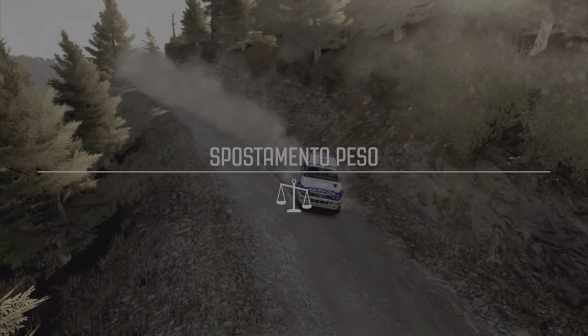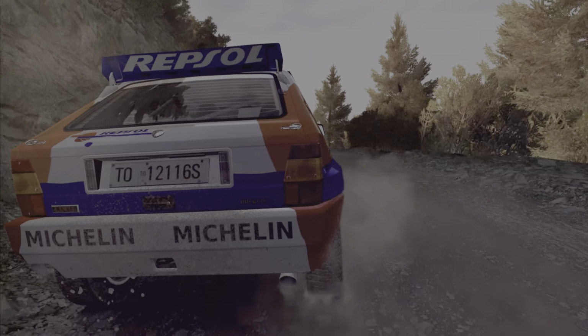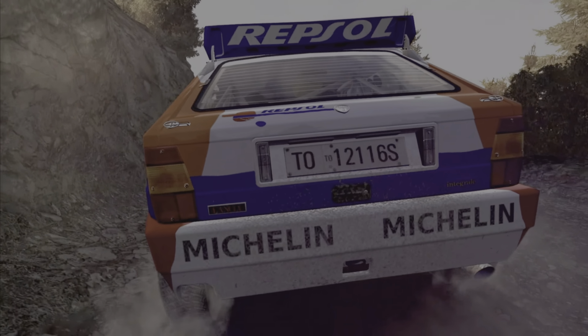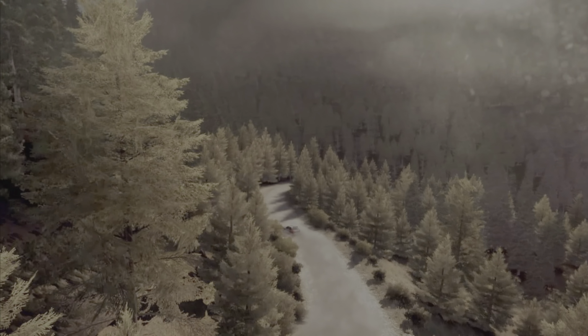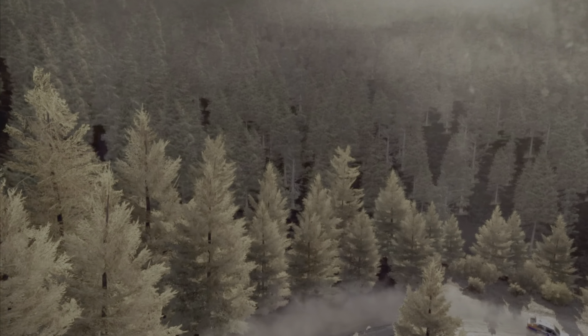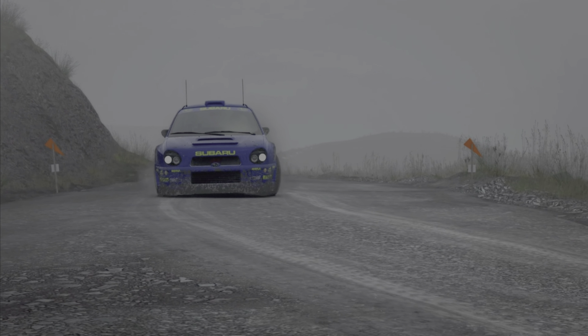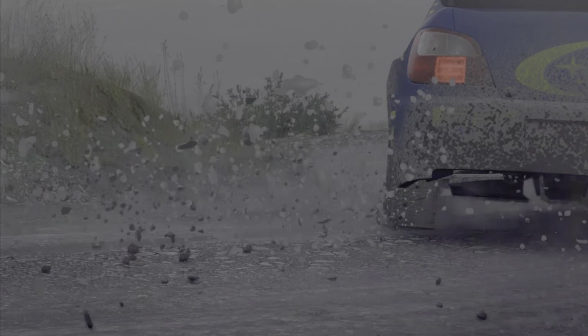Weight transfer is the core component that most aspects of rally driving revolve around. That is, the inertia of the car's weight as it changes direction. This is the force that makes your body move as the car brakes, accelerates and turns. Weight transfer affects the amount of mechanical pressure applied by each of the 4 tyres against the road surface.